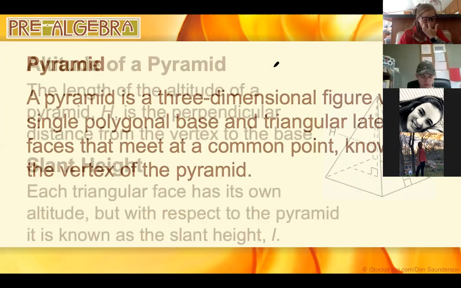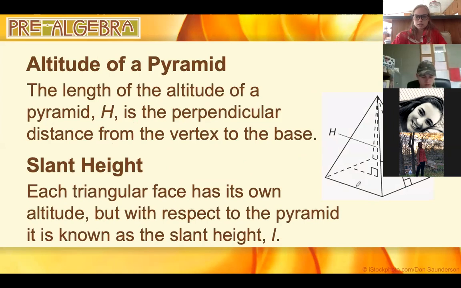All right, so a pyramid. This is what a pyramid looks like. You've got a polygonal base, correct? The altitude, that's kind of like the height of the triangle. That's going to go from the top point of your pyramid, making a right angle with the bottom there. All right, y'all follow along with me? So it's the perpendicular distance from the vertex to the base.